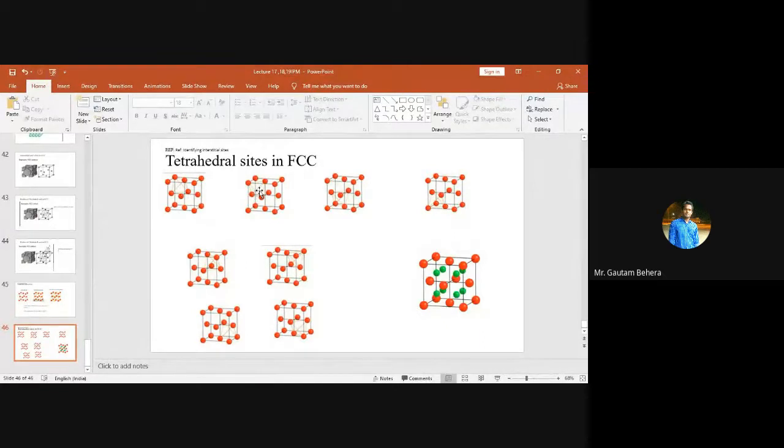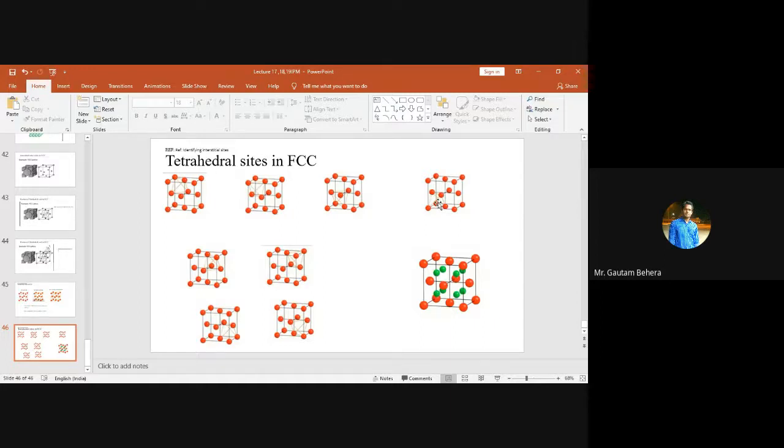Similarly, the same picture is shown over here. Here we are considering this corner atom, this face centered atom, this face centered atom, and this face centered atom, forming a tetrahedron. Similarly, here also we can see a face centered atom, a face centered atom, a face centered atom, a face centered atom, and a corner atom. Right? They will constitute a tetrahedron. Similarly, just have a look. This is a corner atom, this is a corner atom, and these are face centered atoms. So they will also form a tetrahedral site.